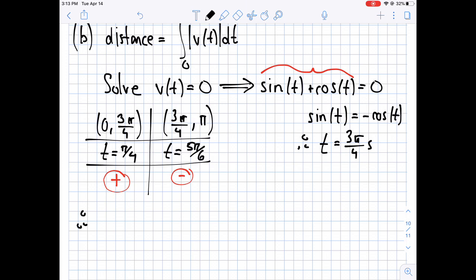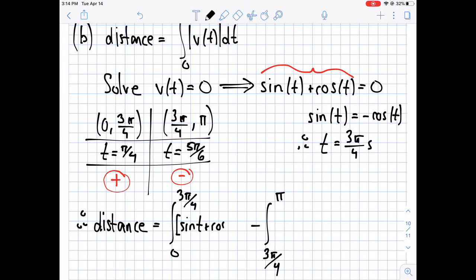And what that means is that when we do our distance and we evaluate that integral of the absolute value of velocity, we're going to have to split it up again into two different integrals. One is going to be positive, but the second one we're going to have to subtract. We're going to have to subtract the area from 3 pi over 4 to pi, and we're going to have to add in the area from 0 to 3 pi over 4. So here we're integrating sine of t plus cos of t dt, and the same for the second one.